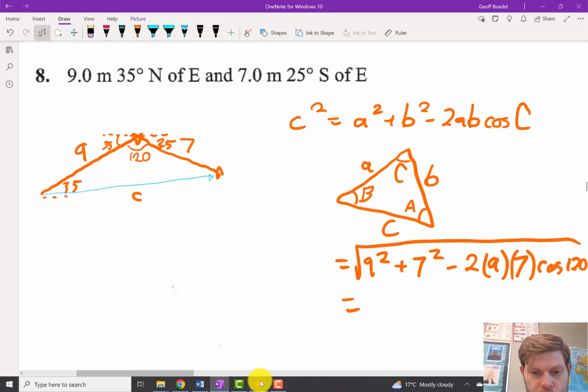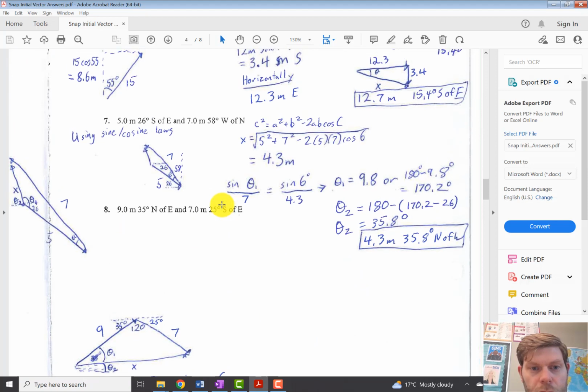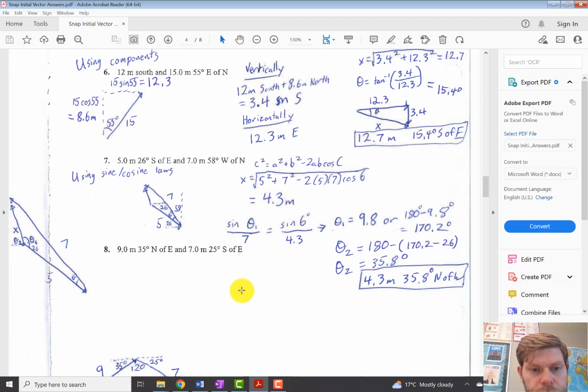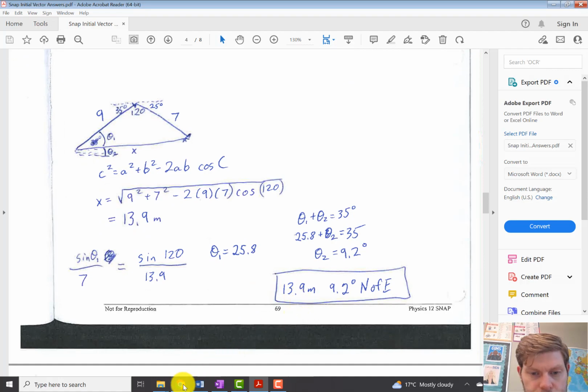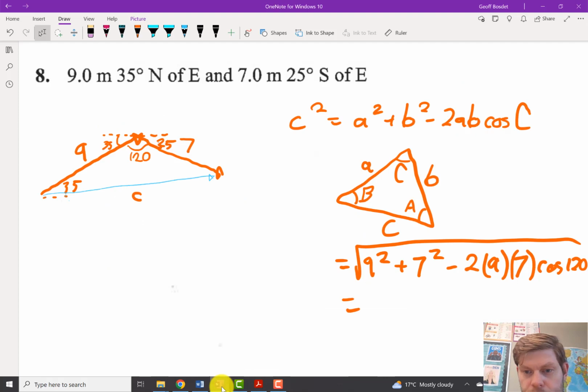So I'm going to cheat and look at my answer key, which happens to be 4.3 meters. Or no, sorry, 13.9 meters. All right, now we've got this side. We also want this bloody angle here, which is going to be slightly annoying.